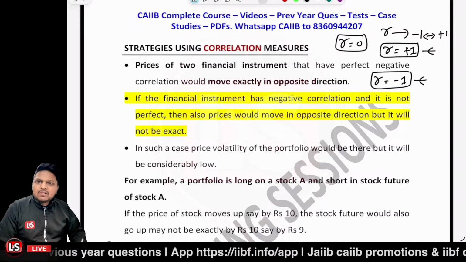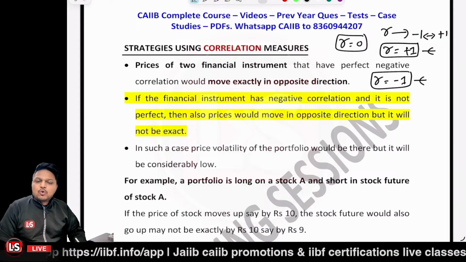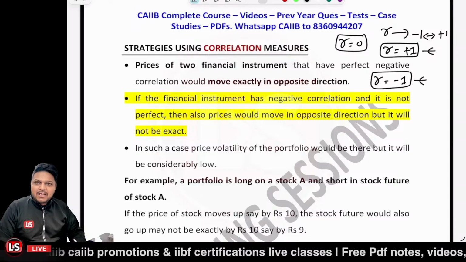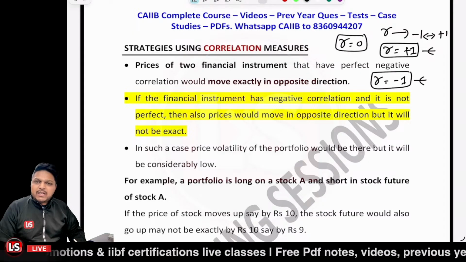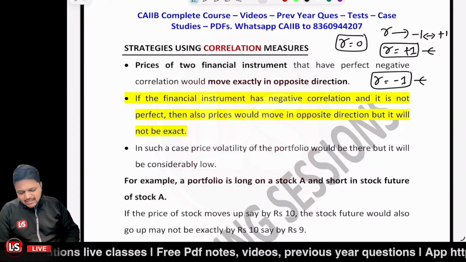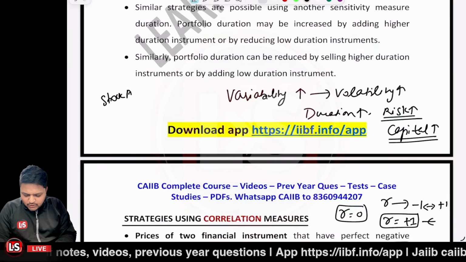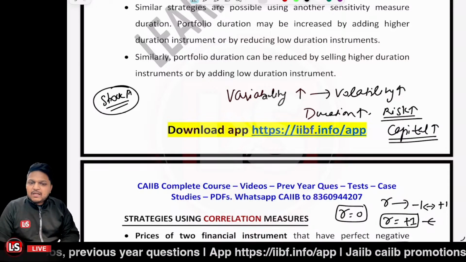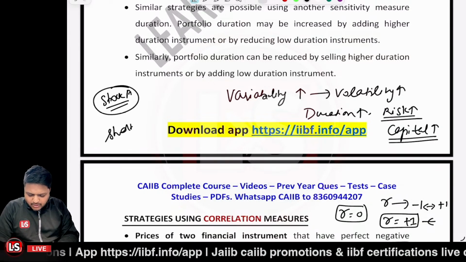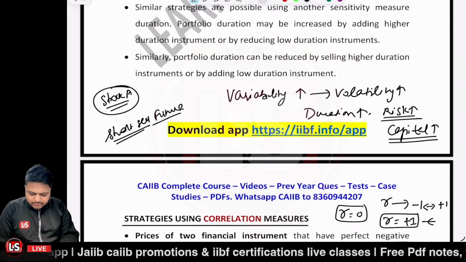Now, this is what we require. Let's say the two instruments or the two assets have a negative correlation. In that scenario, you're going to take positions in those instruments, right? If the market value of one instrument increases, the market value of the other will decrease. Let's take an example: you invested in the stock of A, you bought the stock of A, and on the other side, you short sell the futures of stock A.